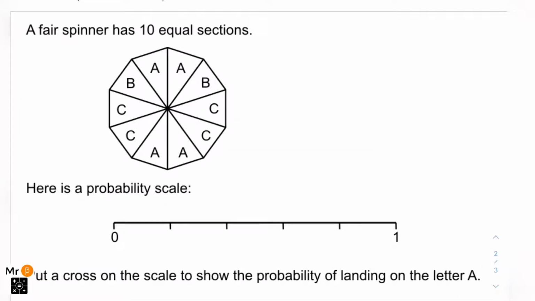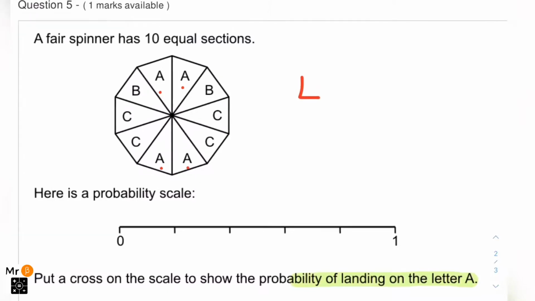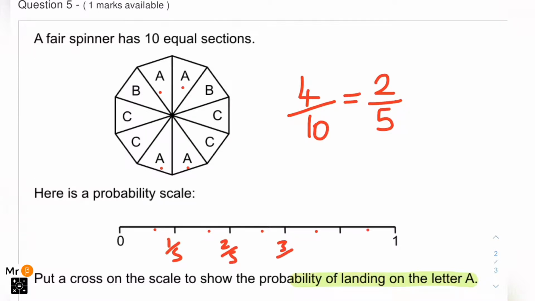So question 5 wants you to work out the probability of landing on the letter A. Well, we've got 1, 2, 3, 4 out of 10 sections. This is exactly the same as 2/5. You'll notice that our probability scale has been split up into 5 pieces. Therefore, each piece must be worth 1/5, with the 1 being the same as 5/5. So if we want to find 2/5, it's the second one along, and we place our cross there.